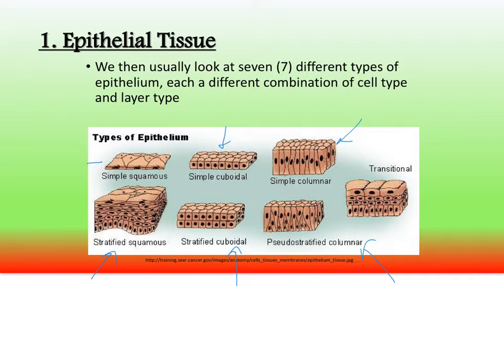And then the last one is a weird one that we'll look at later, which is found only one place in your body, and it's called transitional epithelium. It almost can change shape. Right? So that's kind of a cool one.